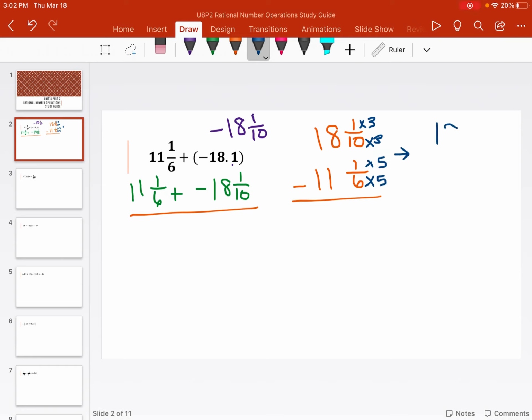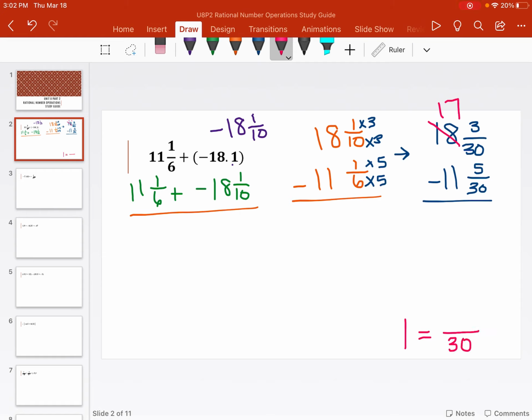So now I have 18 and 3/30ths minus 11 and 5/30ths. Now I can't do 3 minus 5, so I'm going to have to borrow from 18, which becomes a 17. And then remember that 1 whole that I just took? I'm trying to make it into a fraction that has the same denominator. So 30/30ths is equal to 1 whole. So to this 3/30ths, I'm adding 30/30ths, which makes this 33/30ths.